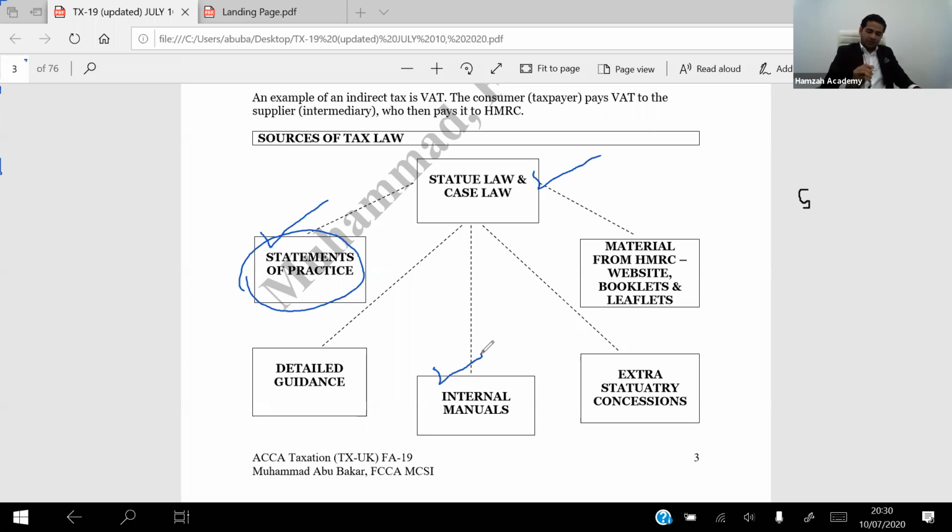Extra statutory concessions. Extra statutory concessions are those parts where there was no particular law being applicable on that scenario. So there was a decree being specifically or extraordinarily granted by the department to that specific case.